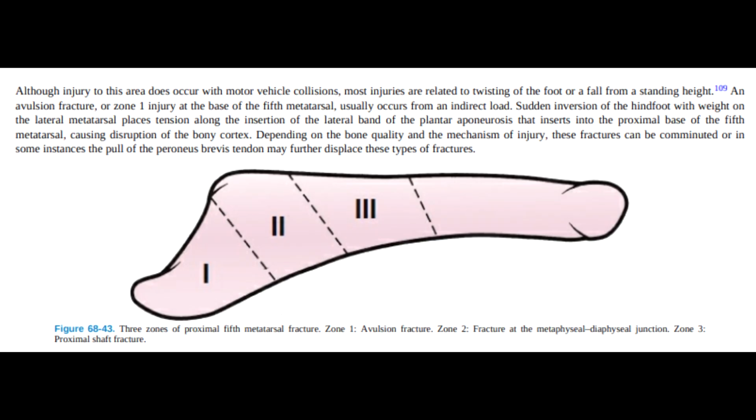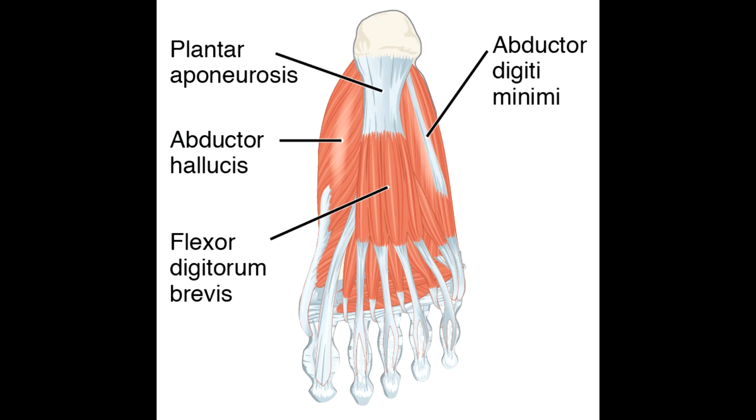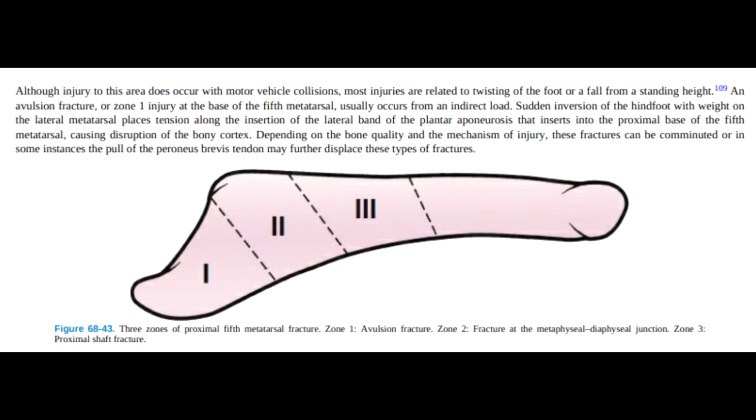Fifth metatarsal fractures occur most often through twisting injuries of the foot or from a fall from standing height. Although they can also occur with motor vehicle collisions, the majority are related to inversion-type mechanisms. A Zone 1 injury at the base of the fifth metatarsal usually results from an inversion load. Sudden inversion of the hindfoot tightens the lateral plantar fascia and places tension on the insertion of the lateral band of the plantar aponeurosis, which inserts into the proximal base of the fifth metatarsal. This tension can cause an avulsion fracture.